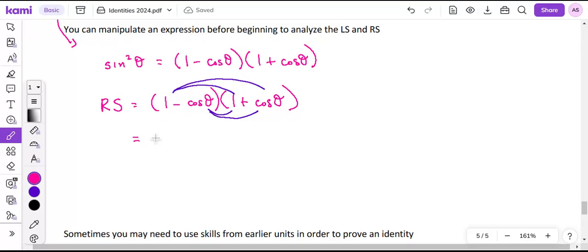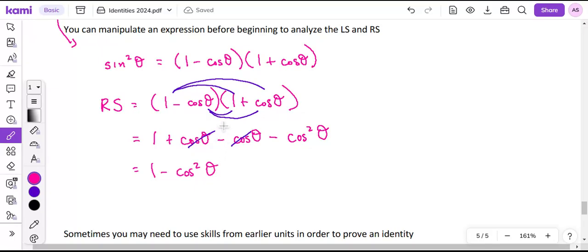1 times 1 is 1. Last time I checked. 1 times cosine theta is just cosine theta. Minus cosine theta times 1 is minus cosine theta. And then minus cosine times plus cosine, that's minus cosine squared theta. Now, where did this get us? Guys, what's cosine theta minus cosine theta? 0. They wipe out, right? So we're left with 1 minus cos squared theta.